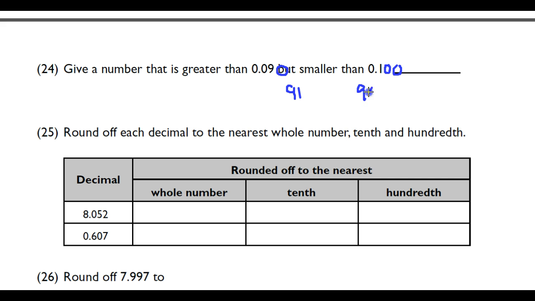Now, you see very carefully, 3 decimal places. Okay, so you do the same. You put 3 decimal places, dot 091, and here dot 099. Okay, 3 decimal places each. So your answer can be from 0.091 all the way to 0.099. Any of the answers here.